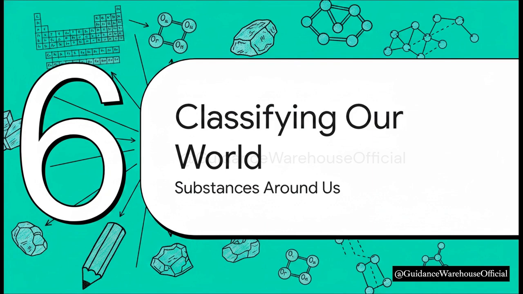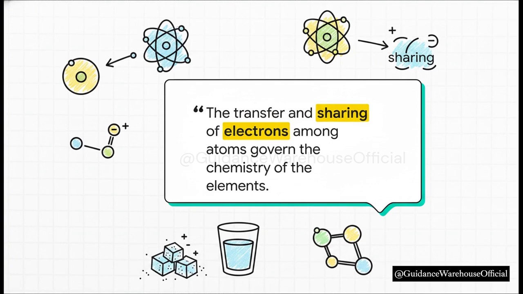And finally, Section 6, classifying our chemical world. Knowing what we know now, we can actually start to quickly classify the pure substances we interact with every single day. I want to reflect on this overarching quote directly from our source material. The transfer and sharing of electrons among atoms govern the chemistry of the elements. It's just an absolute truth. Whether it's the solid sodium chloride salt you sprinkle on your dinner or the molecular liquid water you drink, all of these physical properties come down to the microscopic behavior of electrons simply seeking a stable arrangement.